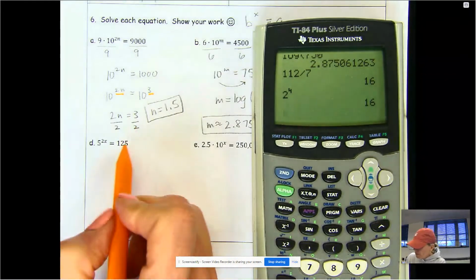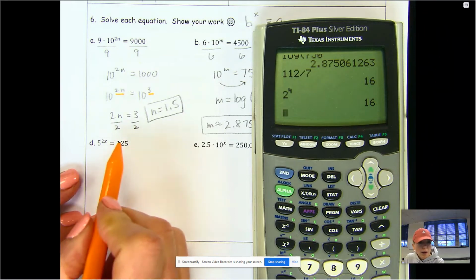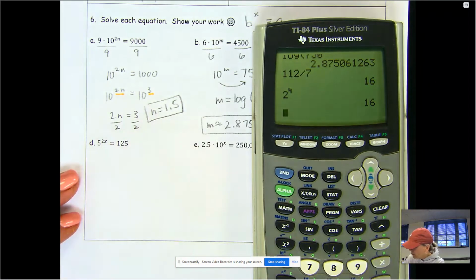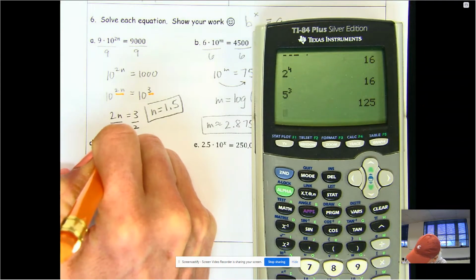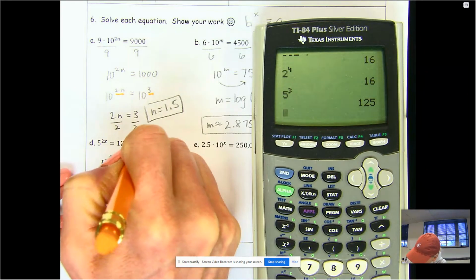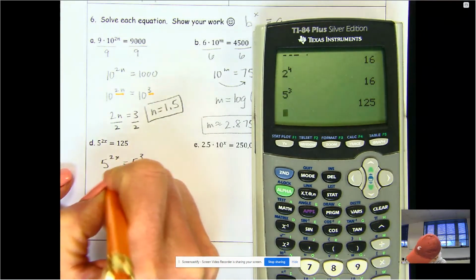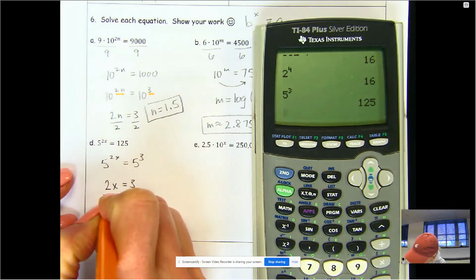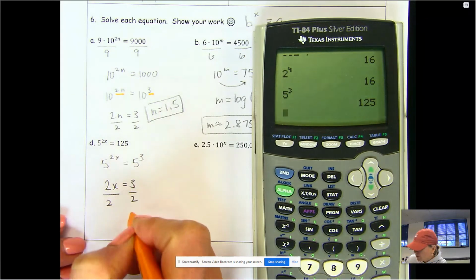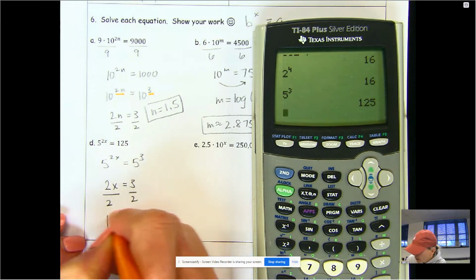All right. Next, 5 to the 2x is equal to 125. 125 is a power of 5. It's 5 to the 3rd. See, 5 to the 3rd is 125. So that tells me 5 to the 2x is equal to 5 to the 3rd. And one more time, if their bases are the same, their exponents must be equal. So 2x equals 3. We've solved this before, right above actually. 3 divided by 2, x is equal to 1.5, or 3/2.